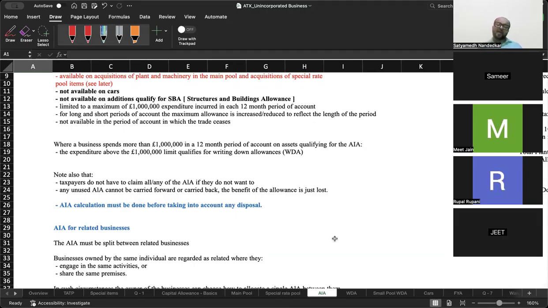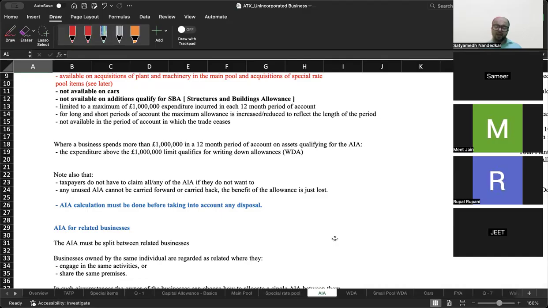Note also that taxpayers do not have to claim all or any of the AIA if they do not want to. Any unused AIA cannot be carried forward or carried backward. This is one part. For the rest, the pensions annual allowance, that can be carried forward, or sorry, that can be adjusted. But AIA, if you don't use it, it is wasted.